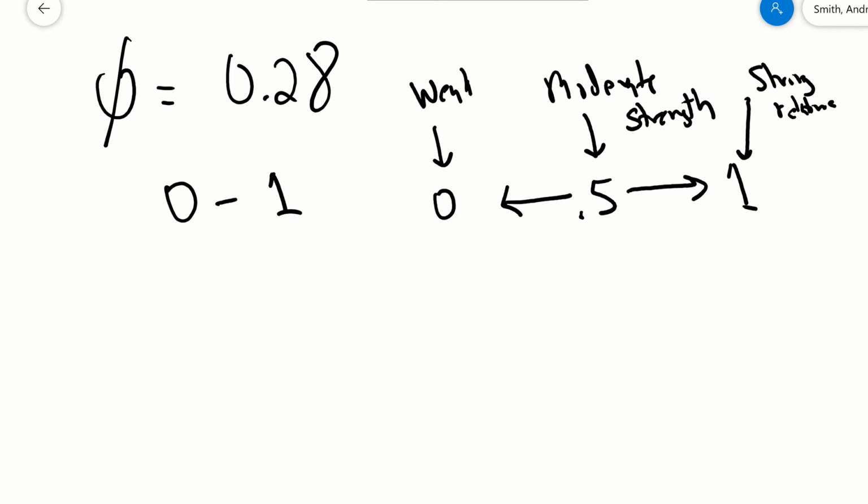So our 0.28 indicates that this relationship is weak, which we expected, right?